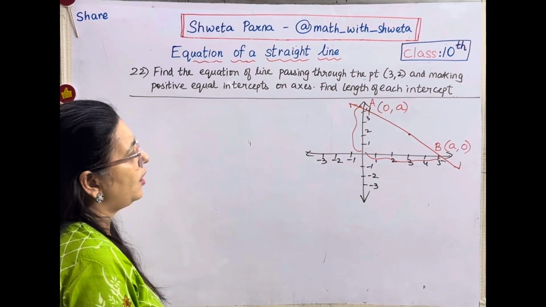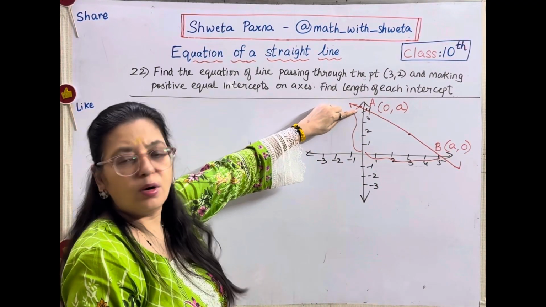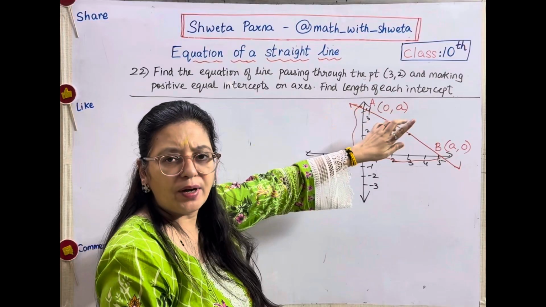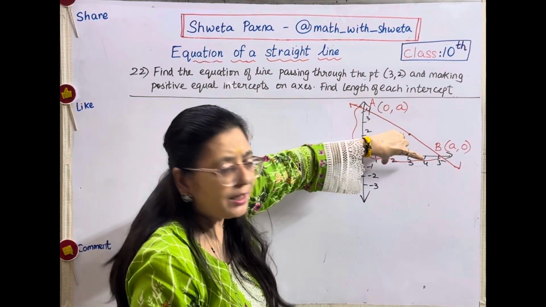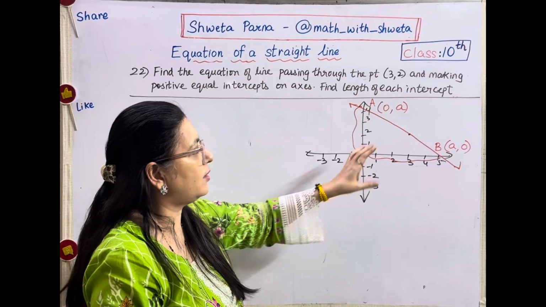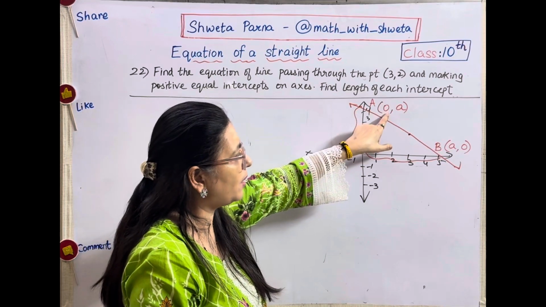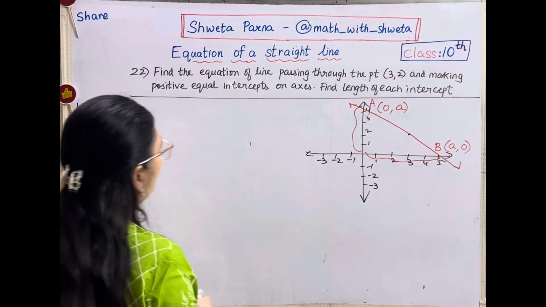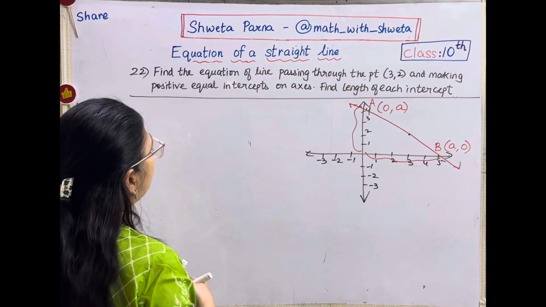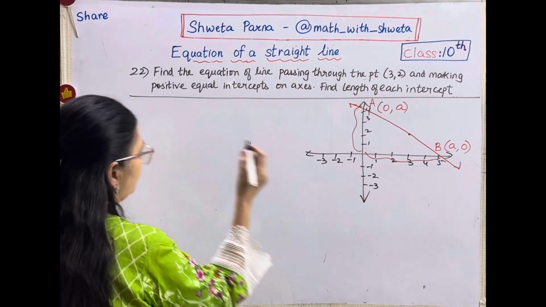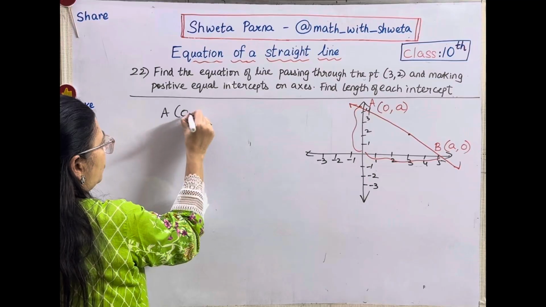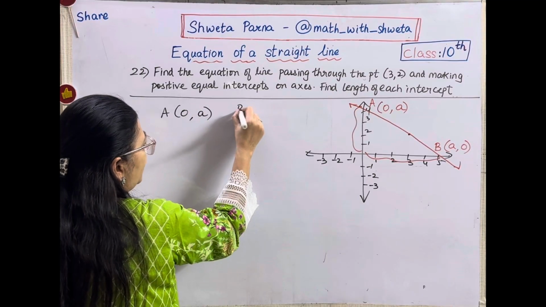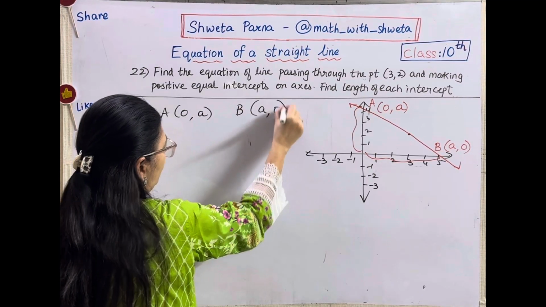This is clear. See, when a point is on the y-axis, it is (0, y). They are making equal intercepts, so let the intercept be A. So this will become (0, A) and this will become (A, 0). Now you have to find the equation. So A you got as (0, A) and B you got as (A, 0).